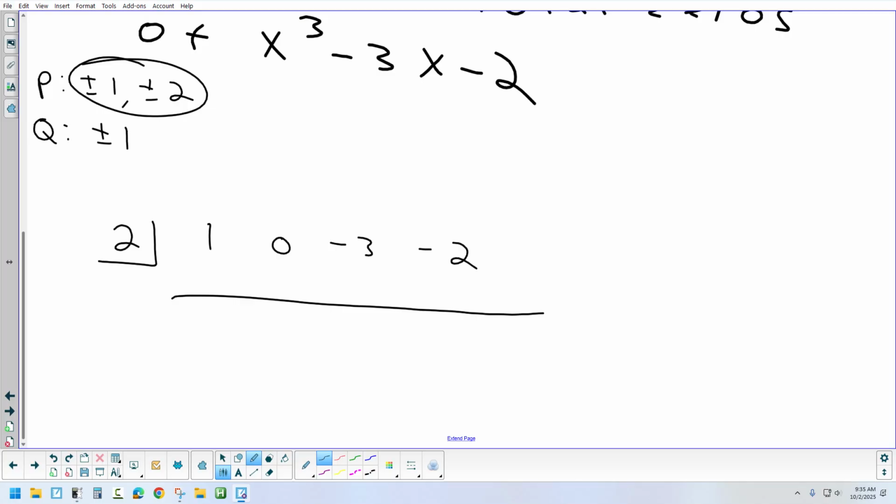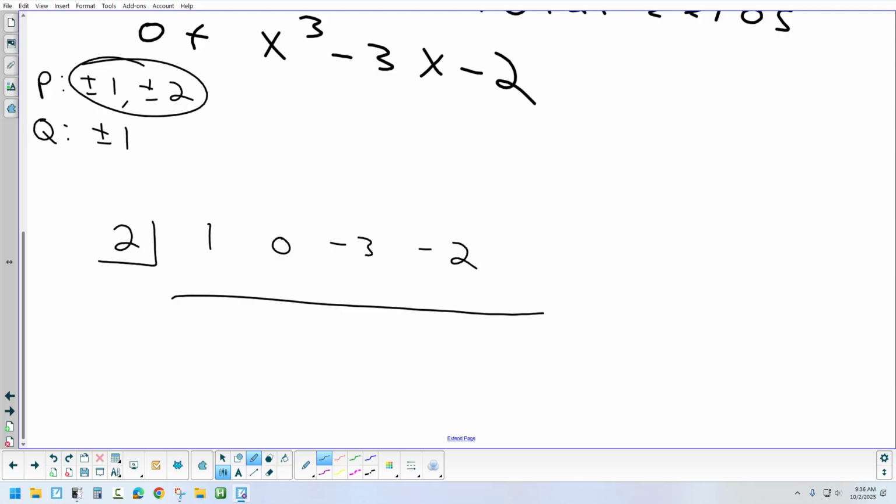What do we know about the remainder when we divide by 2 already? Based on the calculator, it's going to be 0. The remainder is going to be 0. We already know we found a number that works.